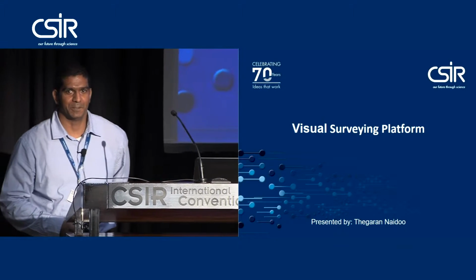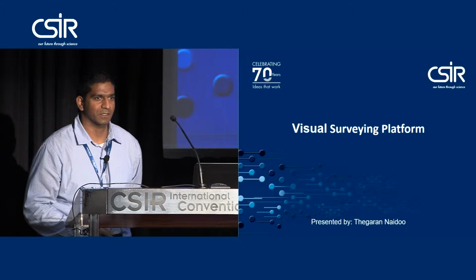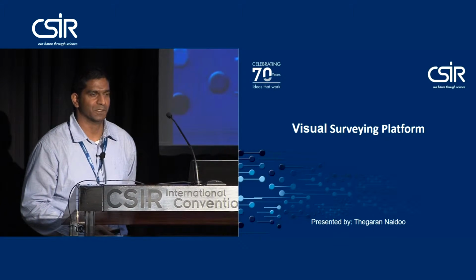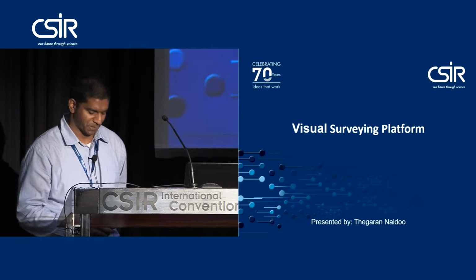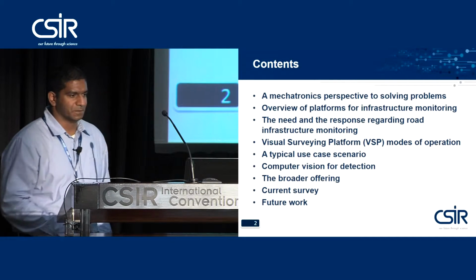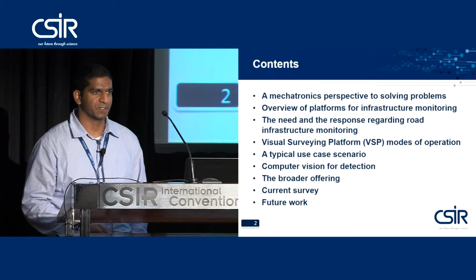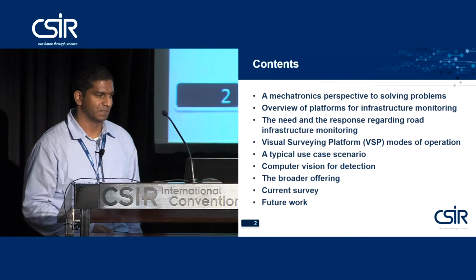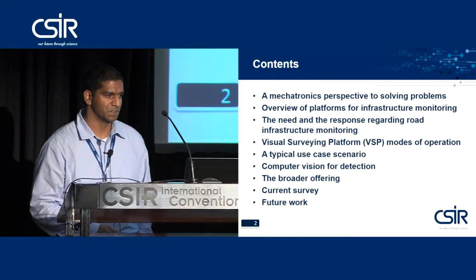Okay, so I'm going to try to be quick, and hopefully I do it. But I'm going to tell you about a platform that we've been working on in the CSIR, and we call it the Visual Surveying Platform, or VSP for short. So today I'm going to basically tell you just very quickly about our mechatronics perspective to problem solving, and just so you understand how we look at solving problems.